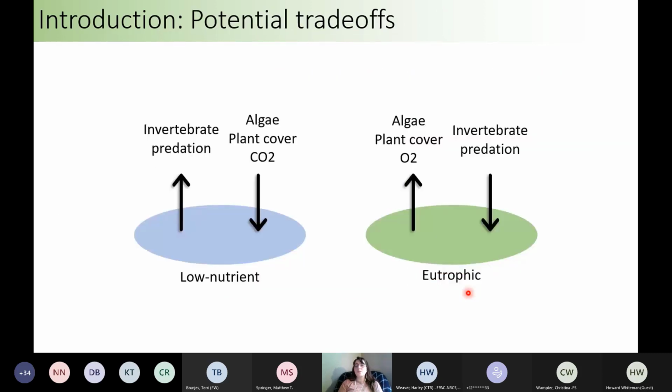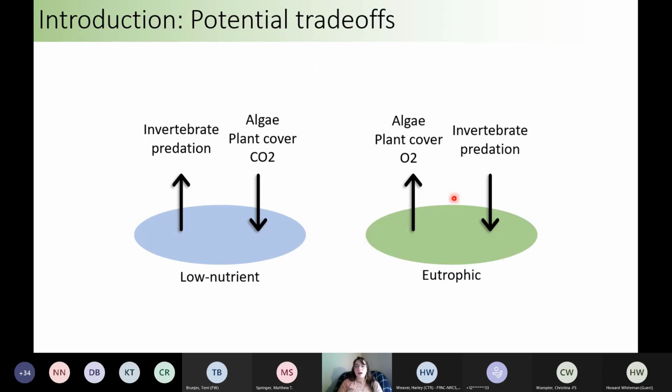So there's a couple potential trade-offs when it comes to low nutrient versus high nutrient. When we move into a low nutrient system, there's potentially going to be increased vertebrate predation. There may be more predators, there may be less cover available for larval amphibians. And then with that low nutrient, we're not going to see as much algae or as much plant cover. However, with that less biomass, there's not going to be as much decomposition. So we're probably going to see less CO2 buildup in those systems.